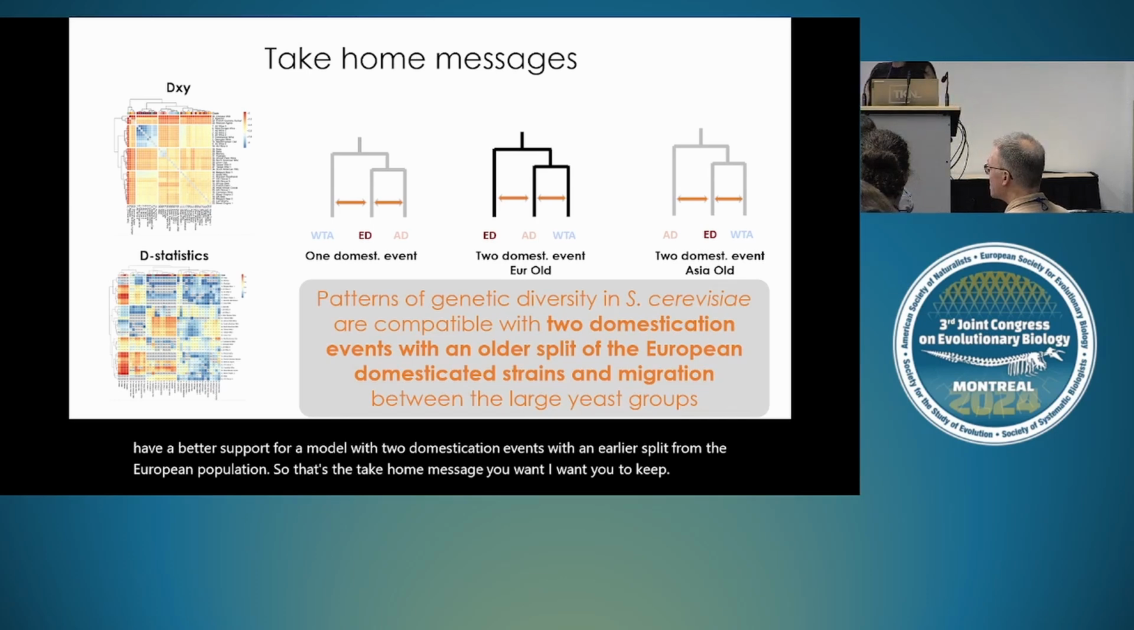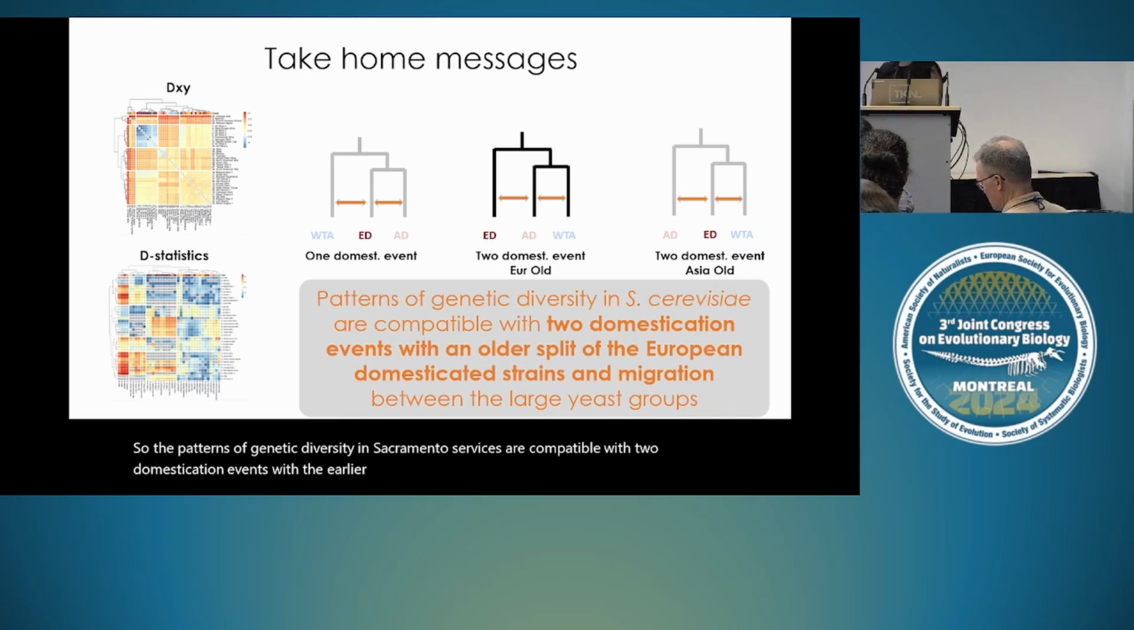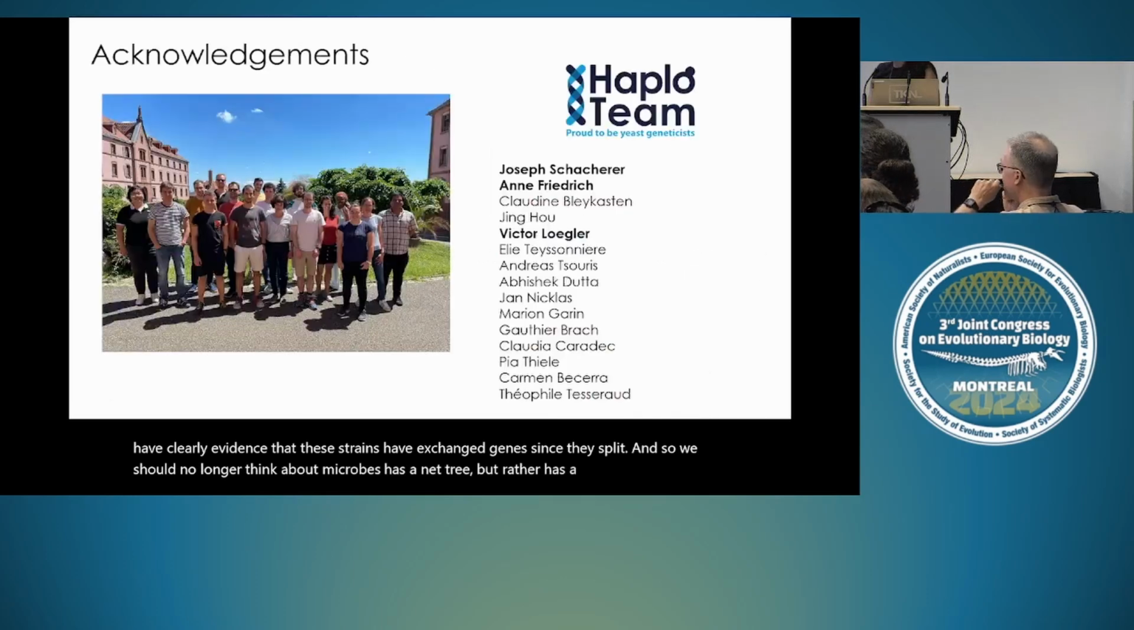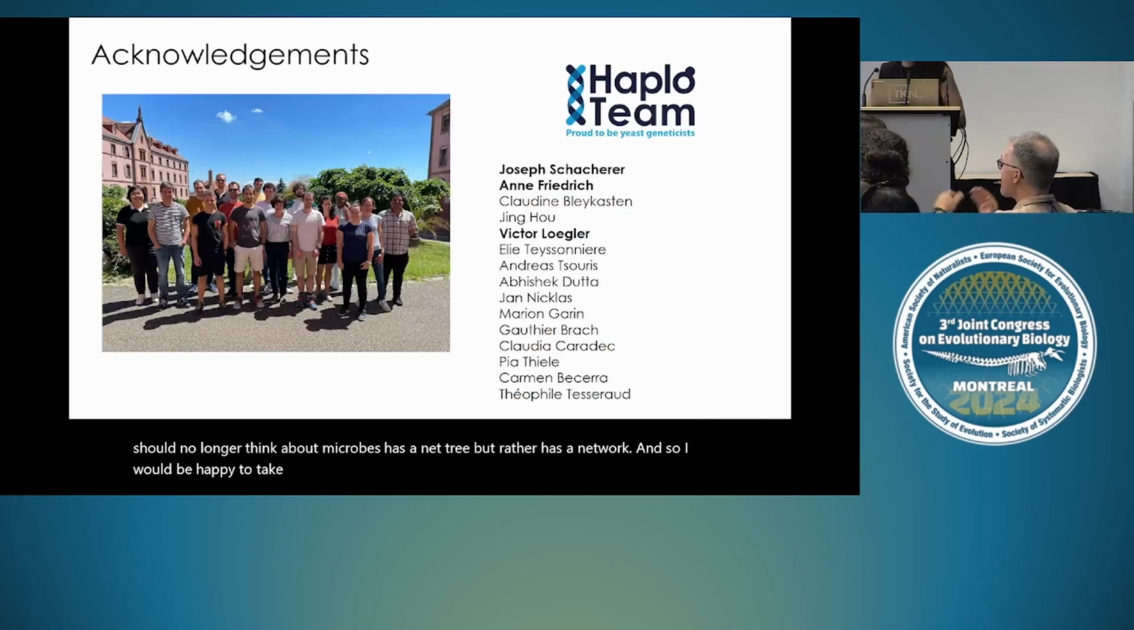The patterns of genetic diversity in Saccharomyces cerevisiae are compatible with two domestication events with an earlier split from the European domesticated strains, and we have clear evidence that these strains have exchanged genes since they split, and so we should no longer think about microbes as a tree, but rather as a network. And so I will be happy to take any questions.